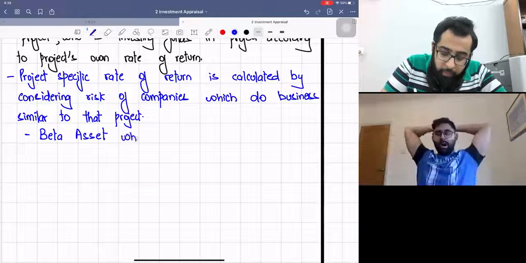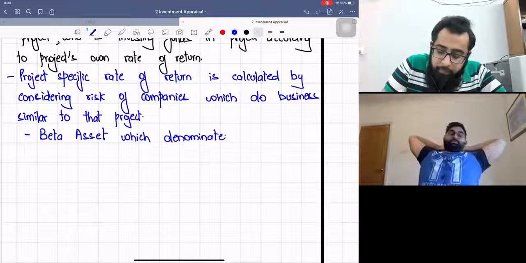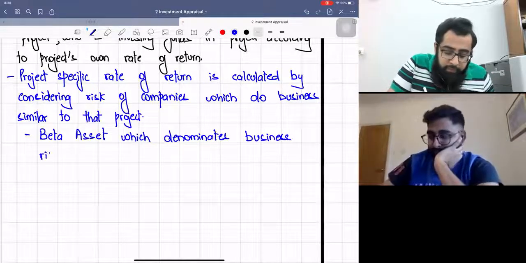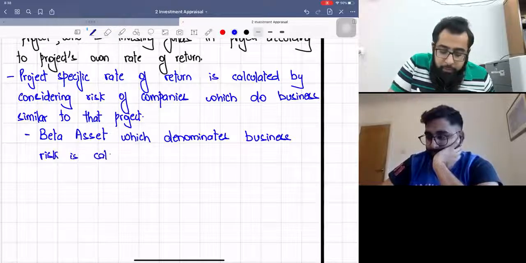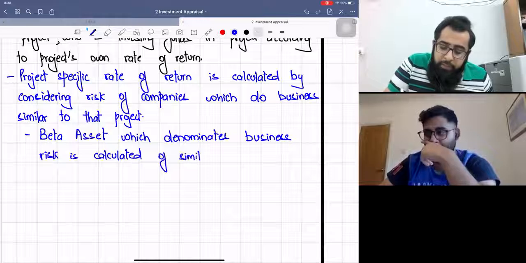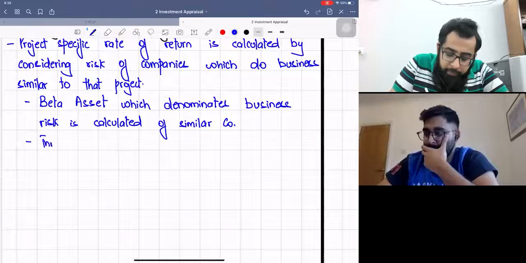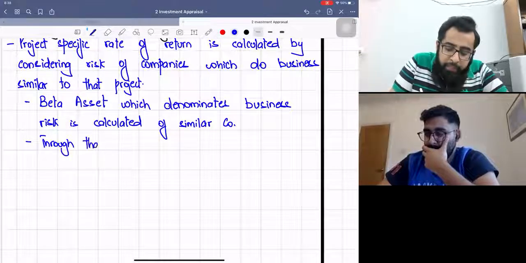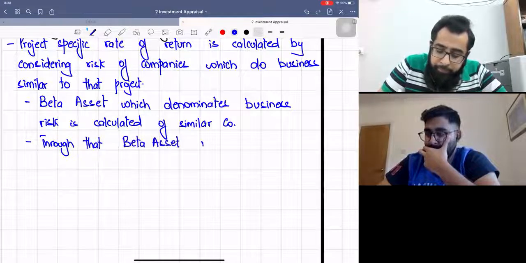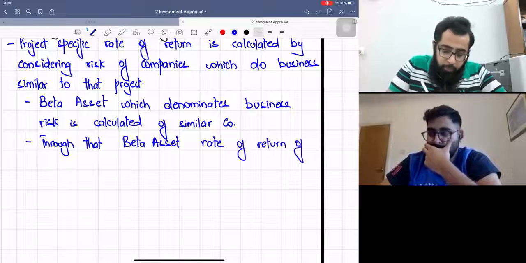Beta asset, which denominates business risk, is calculated of a similar company. First of all, you will calculate beta asset, or the business risk, of a similar company. Through that beta asset, the rate of return will be estimated. Rate of return of the project will be estimated.